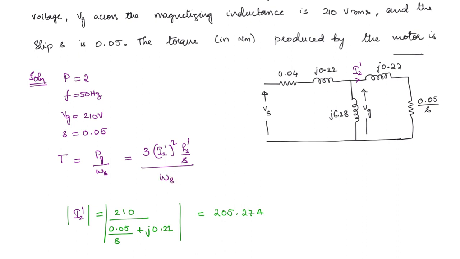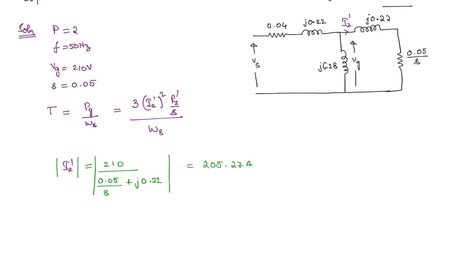Next R2 dash, we anyways know it is 0.05 and S is given as 0.05. We have to find out omega S. So what will be omega S? This is equal to 2 pi by 60 into 120 F by P. We know frequency is given as 50 Hz, P is given as 2. So if you calculate this, you are going to get 314.15 radian per second. Okay.